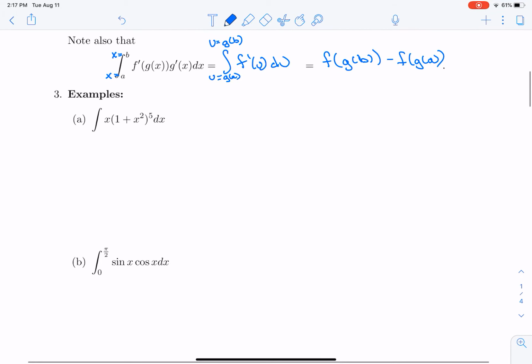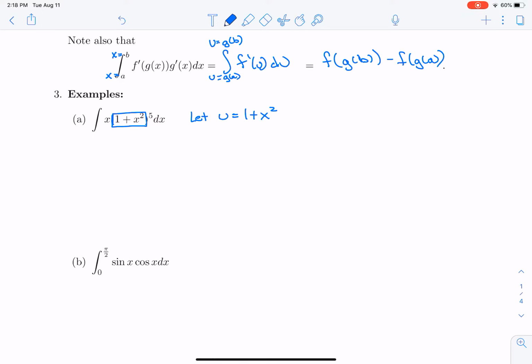Okay, so the first example here is the antiderivative of x times (1 plus x squared) to the 5th power. There are two key things that we want to look at. The first thing is we should recognize that there is a composition of functions. So we're taking 1 plus x squared and raising it to the 5th power. What we're going to do is let u be that inside function for the composition of functions. We're going to let u be 1 plus x squared.